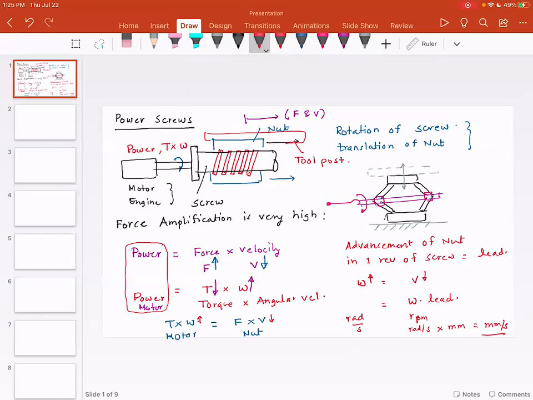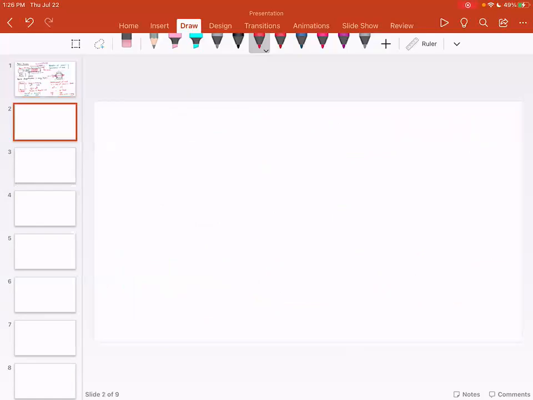At this point, let me ask you if you have any questions on the material discussed so far. If there are no questions, what I would like to do is go with the design of the screw jack.